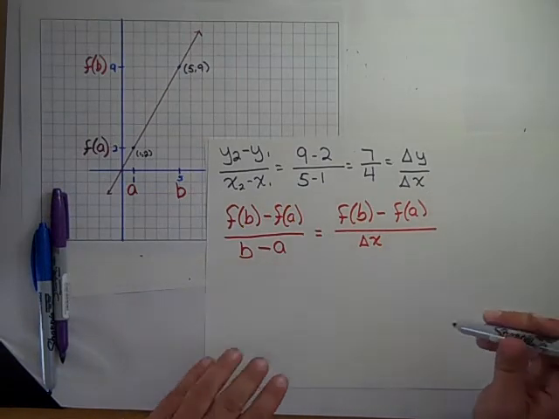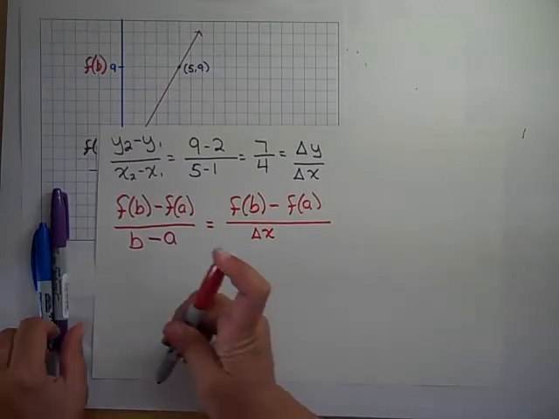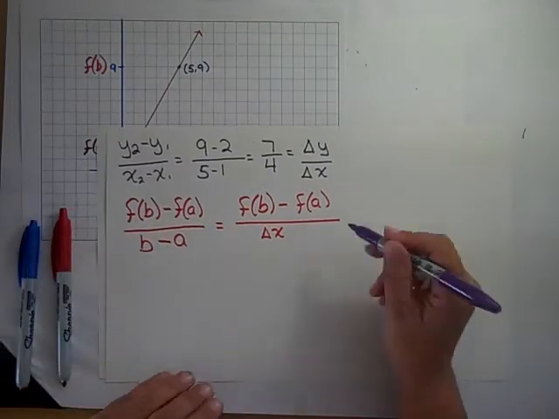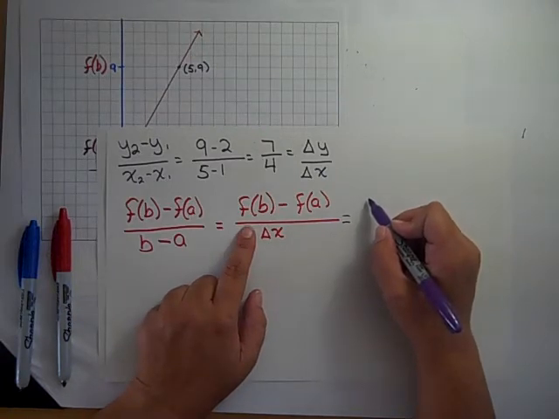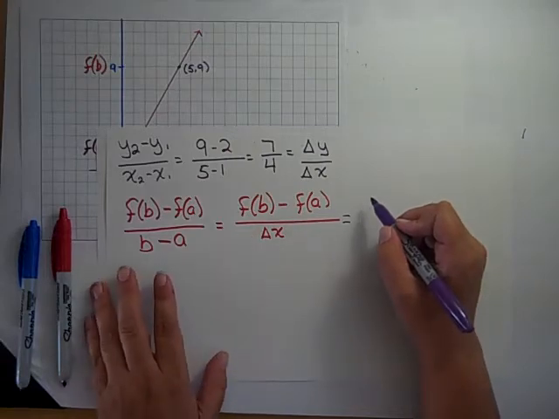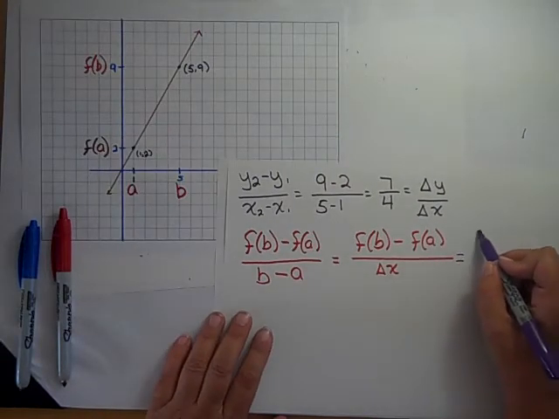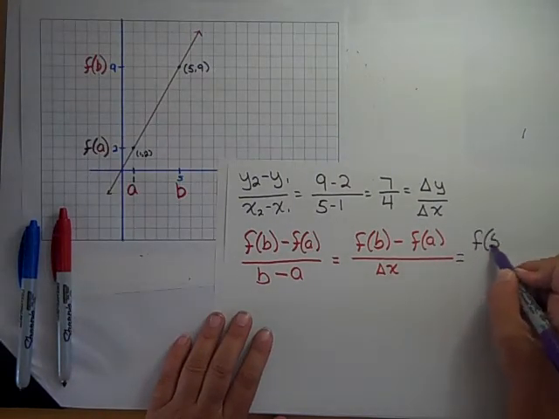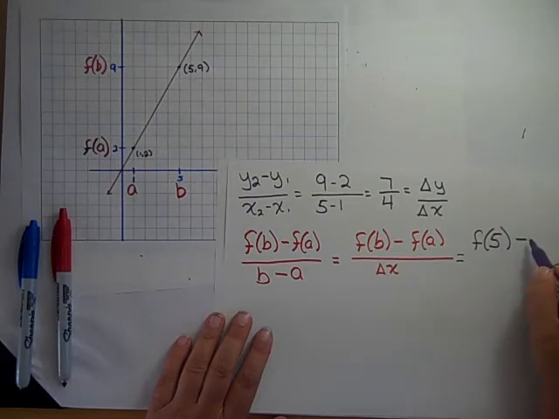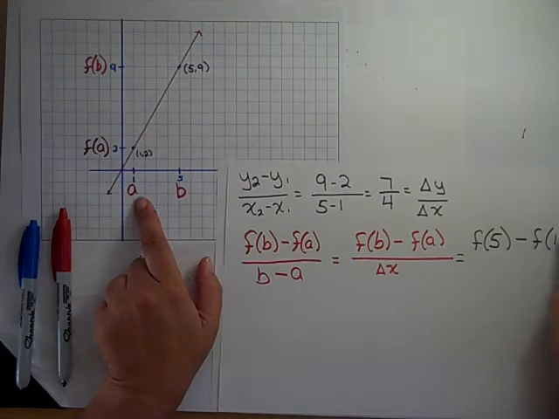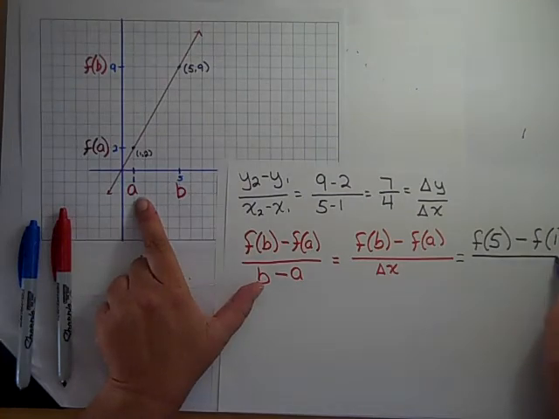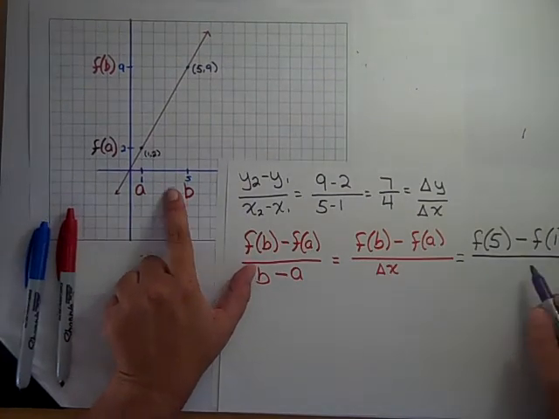And so then let's actually go another step and let's fill this in. What is f of b? Let's just actually write that it's, what was b? b was 5. So we want f of 5 minus f of a was 1, over the change in x, and that was just 4.